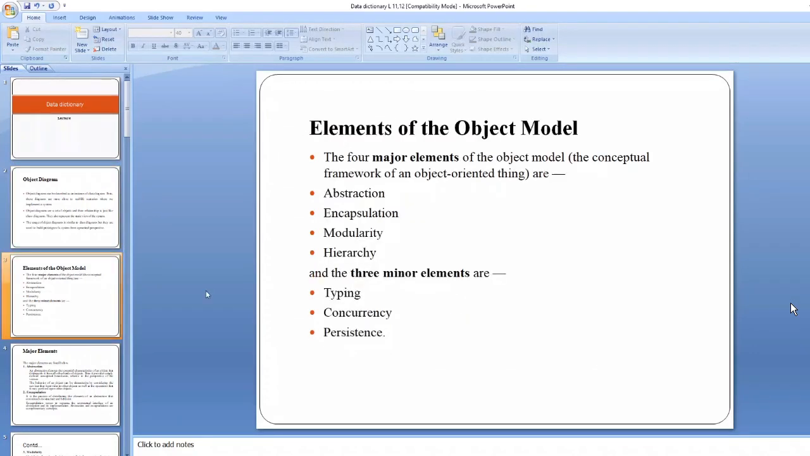Now, let's see what are the elements of this object model. So object model elements are, there are a few major elements and few minor elements which we have to keep in mind while we are working on object model and we are drawing any object diagram. Okay, so in this, the major elements are abstraction, encapsulation, modularity, and hierarchy. Whereas we'll be talking about the minor elements, so there are three minor elements, that is typing, concurrency, and persistence. Okay, now let's see how these all work and what are their roles in making object model successful.